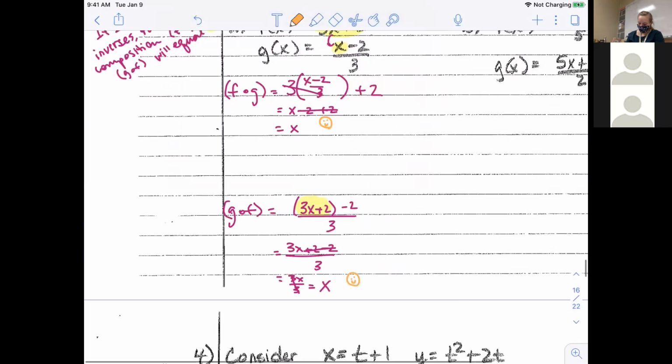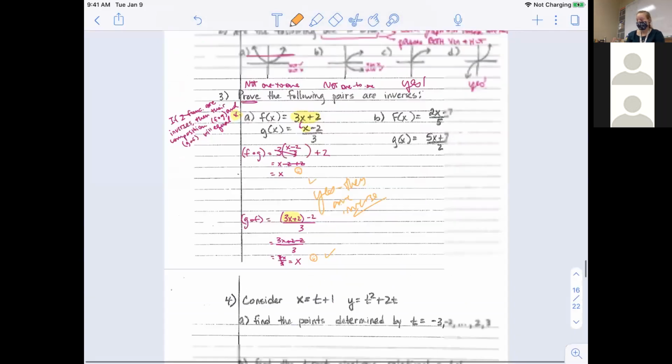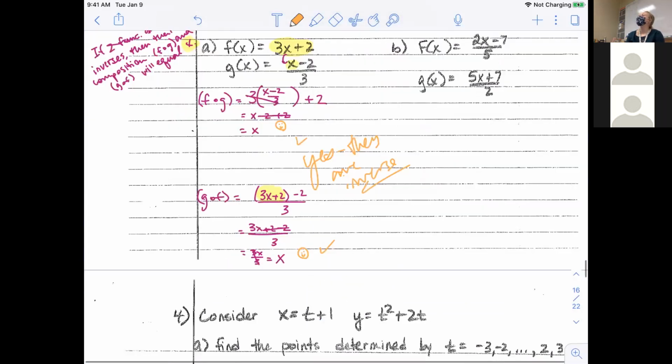When they both work, then I would say, yes, these are inverses. So like these are, yes, they are inverses. That's true. You just would show the work. All right, let's do the next one. Can you set that one up?